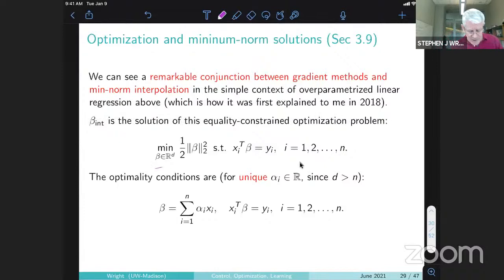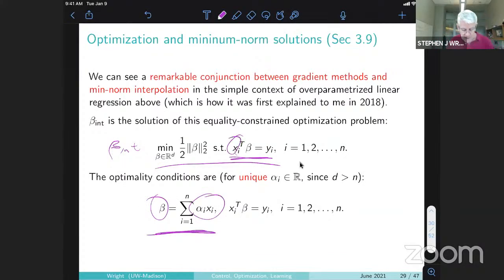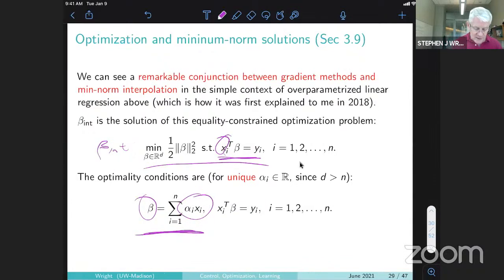Here's the problem we're trying to solve to get beta int. We're trying to find the minimum norm solution among all of those that fit the data. Now, that's a quadratic optimization problem, with a quadratic objective and linear constraints. So I can just use optimization theory to write down the optimality conditions. And the optimality conditions say that the optimal beta is just a linear combination of these xi's.